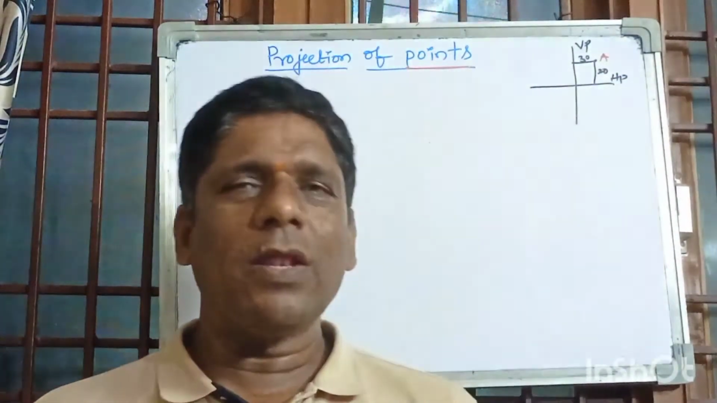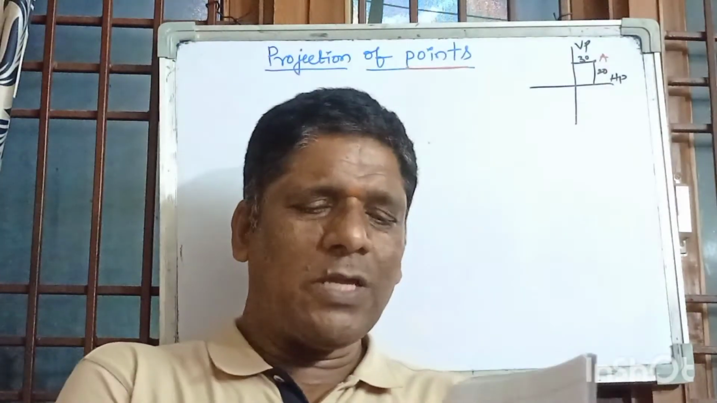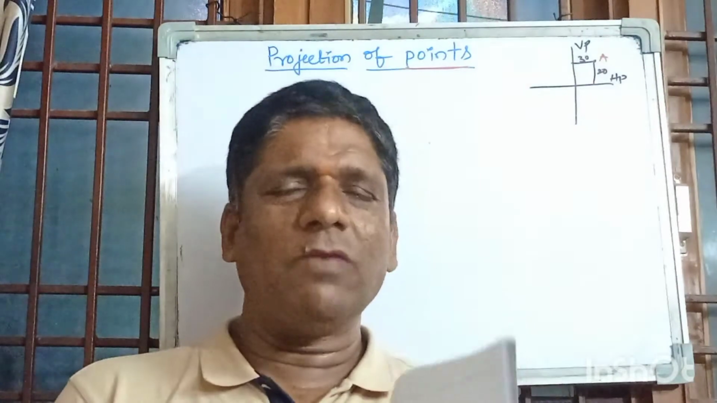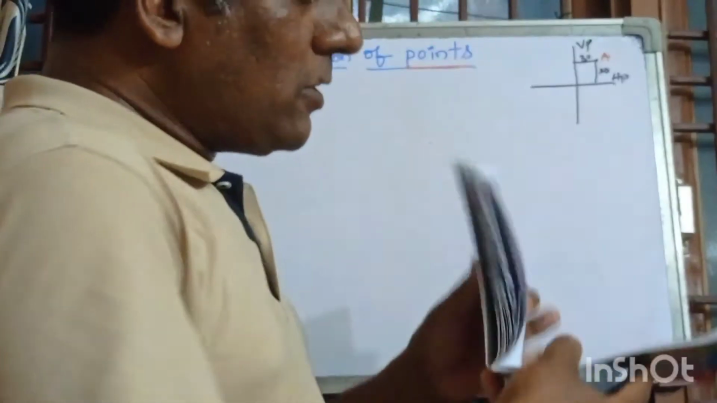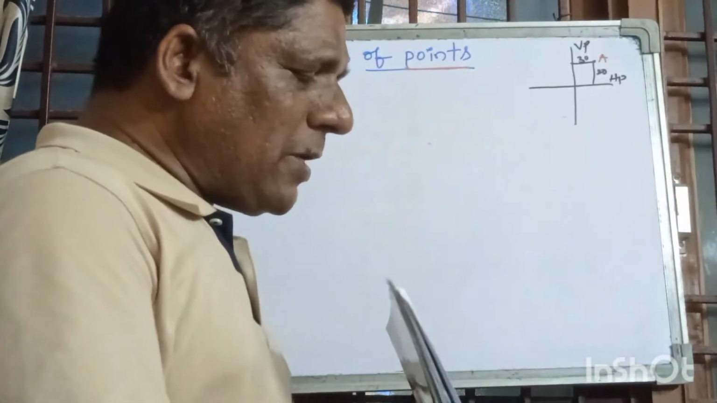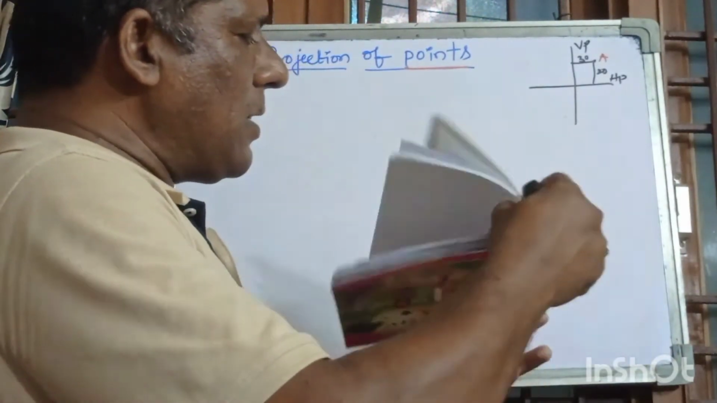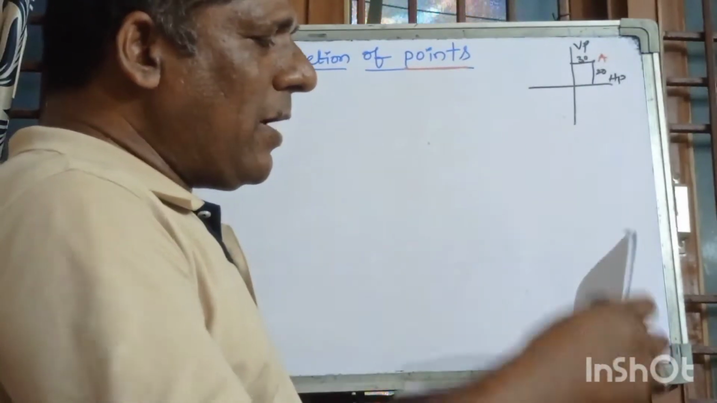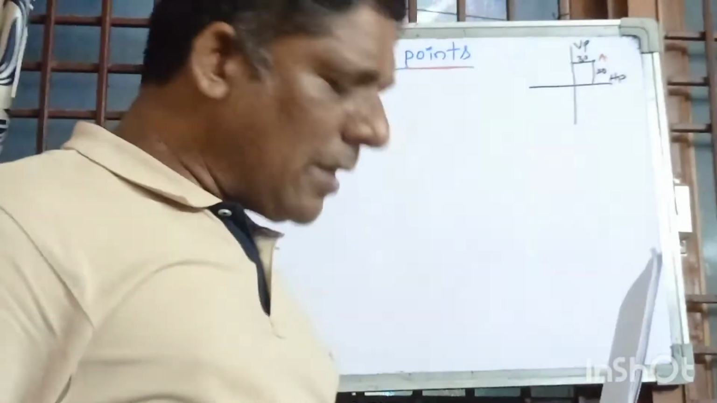Okay. So we are in the first quadrant. Suppose this is the horizontal plane and this is the vertical plane, and we are in the first quadrant. The object is here, and the second quadrant is like that. So this is a vertical plane and this is a horizontal plane. Like that also we can draw.